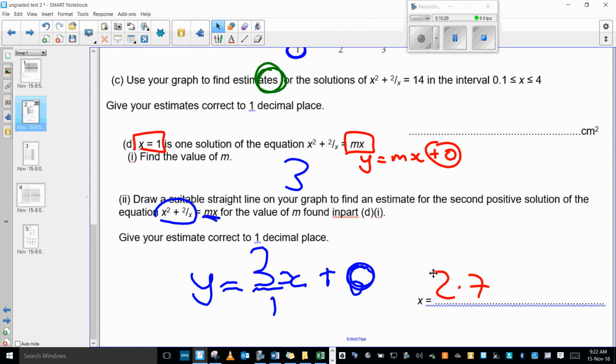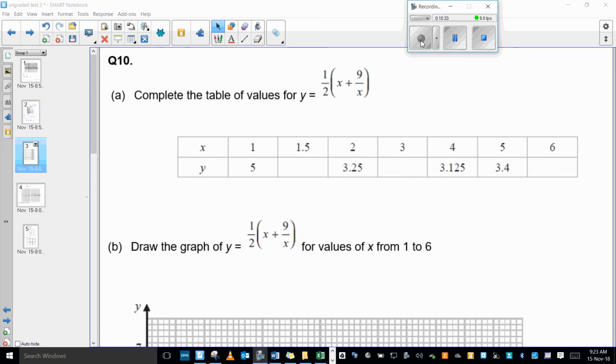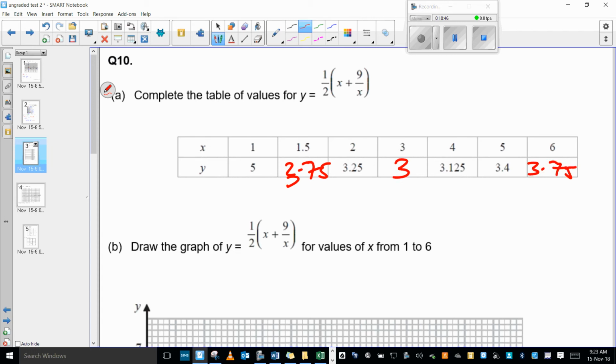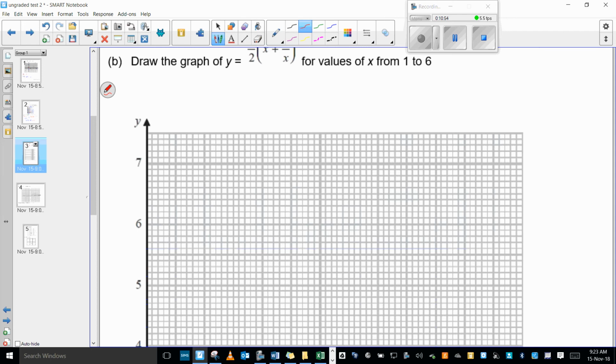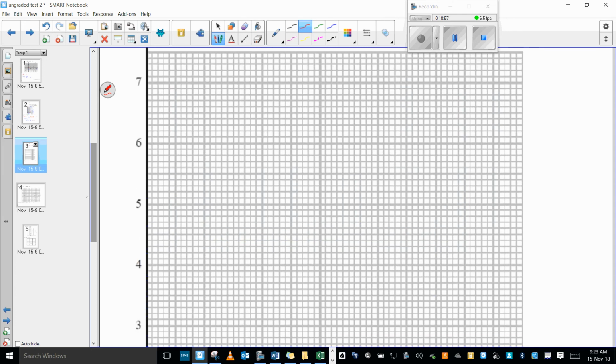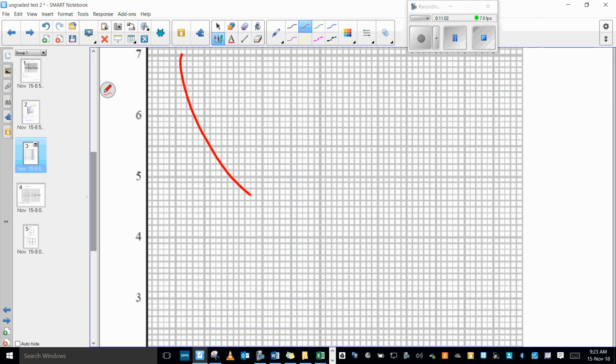Okay, so here's another one. What are the numbers? 2.75. 2.7. 3.75. 3 and then 2.75. Oh, 3. Okay. So it looks kind of like this. Oh, here we go. There. No, oh no. Well, you plotted it. You're very good at plotting. Sorry, I'm not stressed about that.